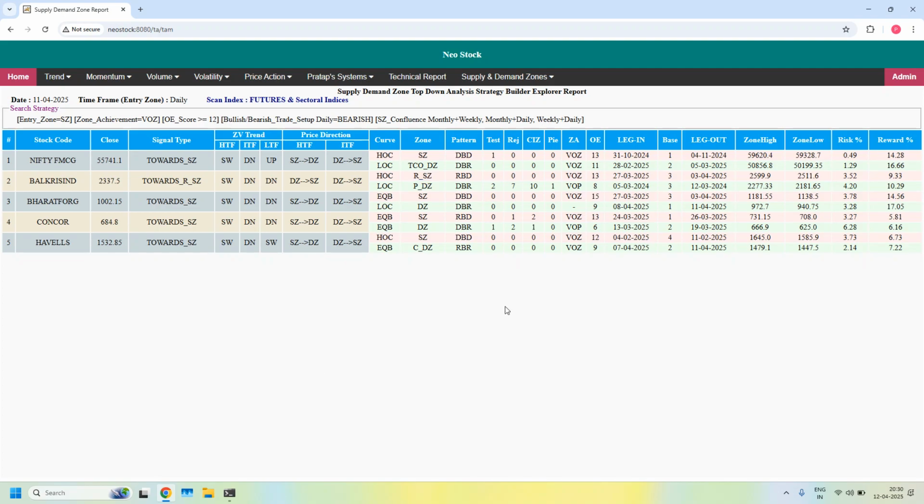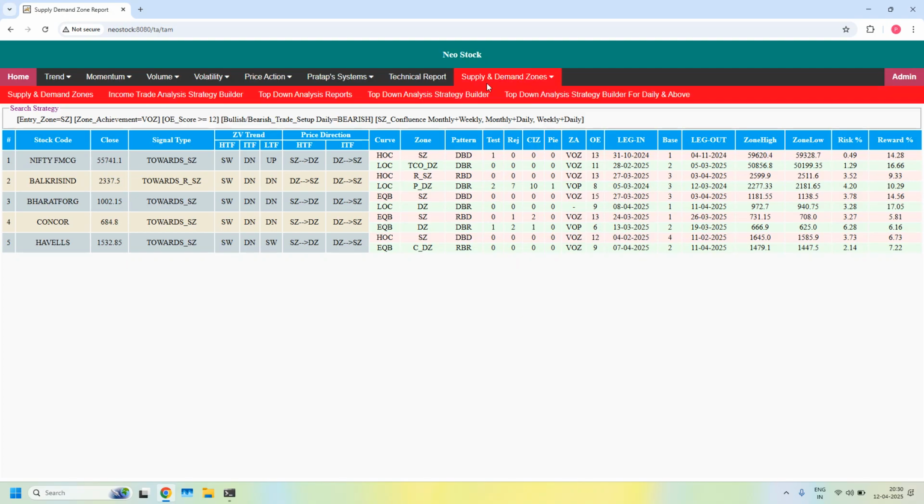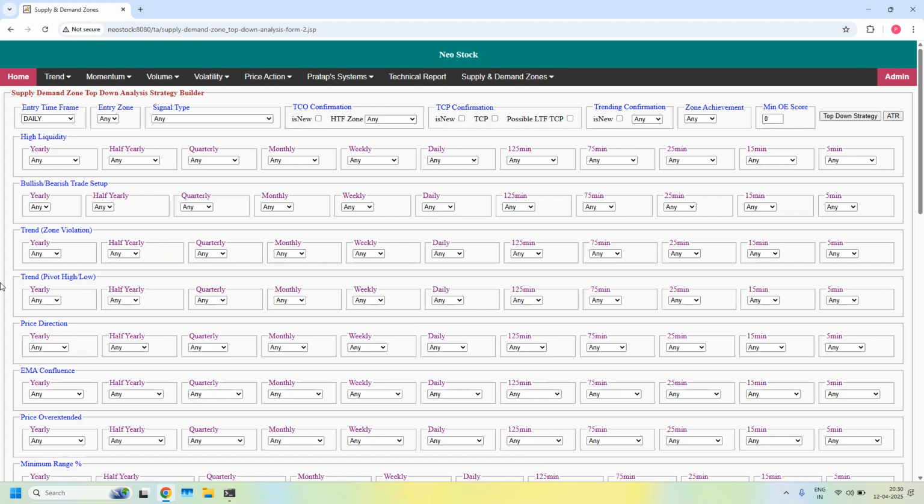Okay. So this is the bearish trade setup for monthly income trade. So we have completed monthly income trade reports. Next we will look into weekly income trade reports. So first, the bullish trade setup for weekly income trade. Entry time frame is 75 minutes.